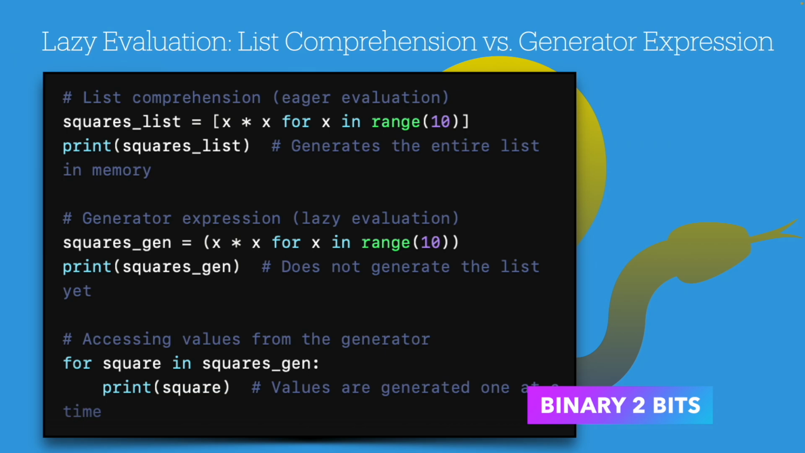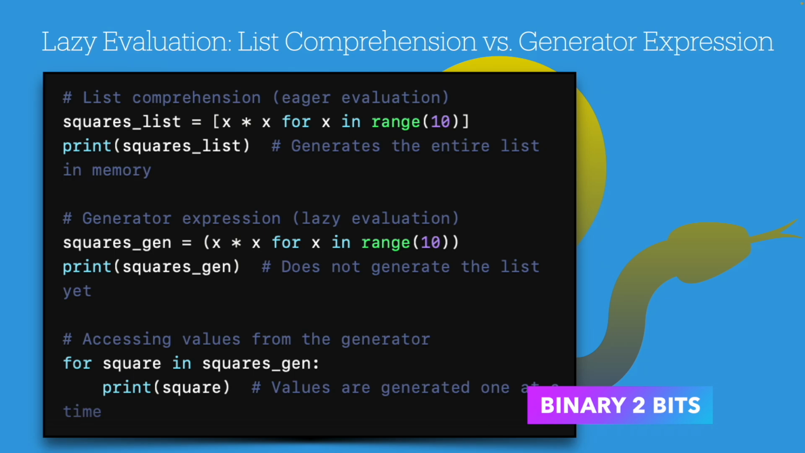Let's see list comprehension versus generator expression. In the first statement, we perform a list comprehension, x*x for x in range(10). It multiplies all the numbers from 0 to 9 and generates the entire list in memory. With this type of expression, all the values are stored in memory.